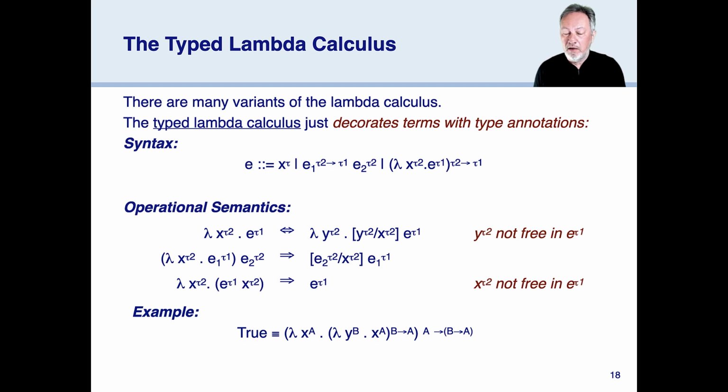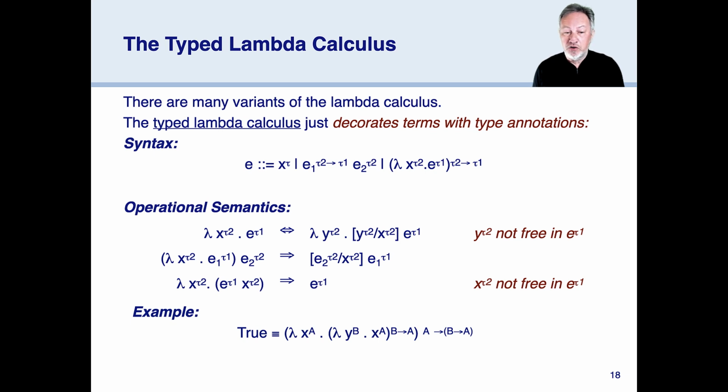So I have an alpha conversion, lambda x dot e. Well, the x is of type tau2 and the e is of type tau1. When we rename the x's to y's, the only thing we want to be sure of is that the type of y is the same as the type of x. So they're both tau2. So this rather messy looking alpha conversion is just doing what we did before, but ensuring that the y and the x's are of the same type.